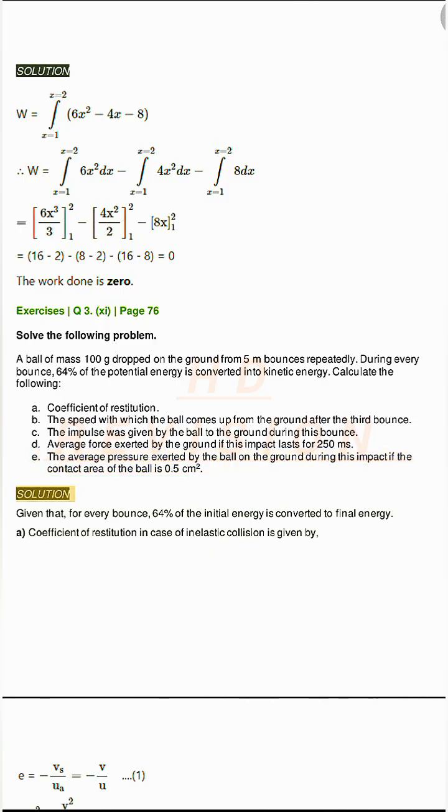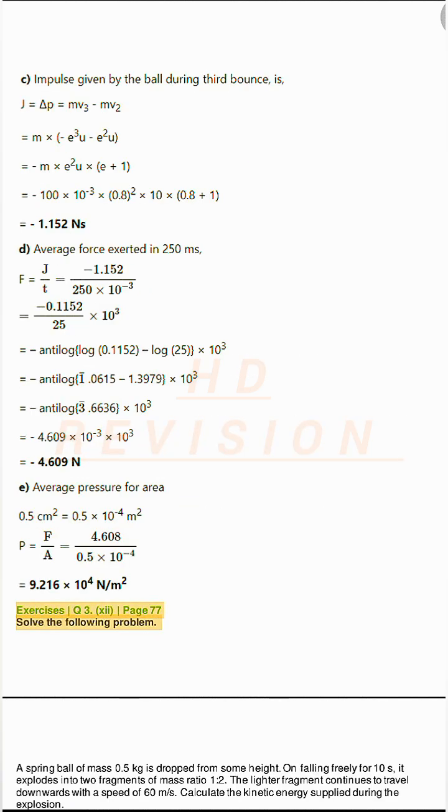Solution. Given that, for every bounce, 64% of the initial energy is converted to final energy. A coefficient of restitution in case of inelastic collision is given by... Exercises Q3. Sheet page 77. Solve the following problem. A spring ball of mass 0.5 kilograms is dropped from some height. On falling freely for 10 s, it explodes into two fragments of mass ratio 1:2.